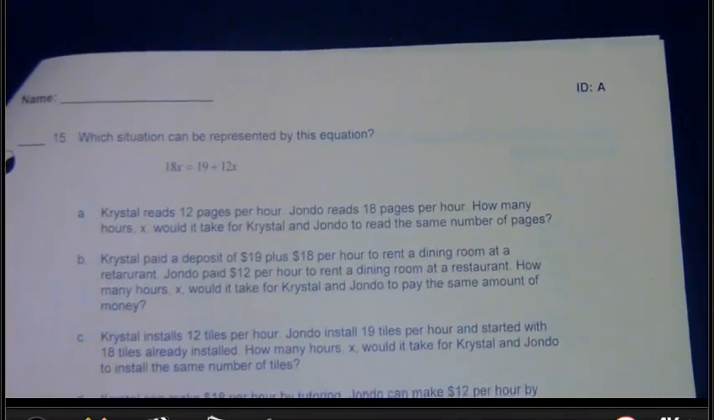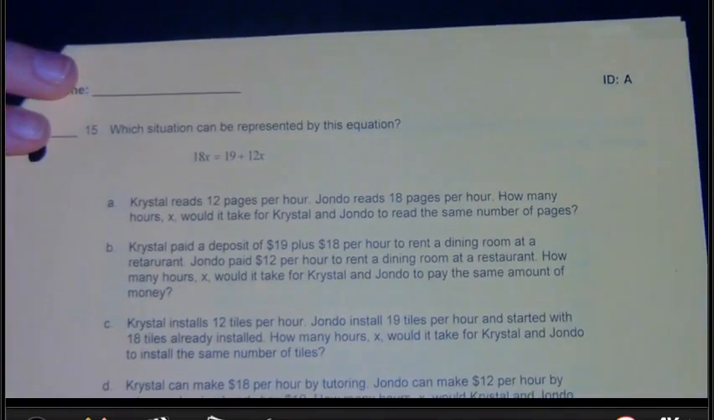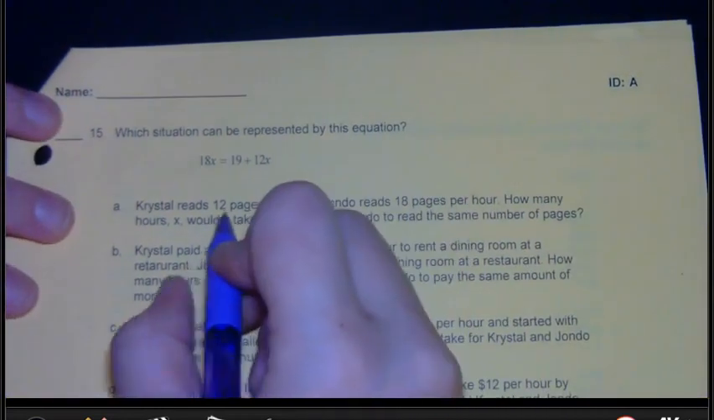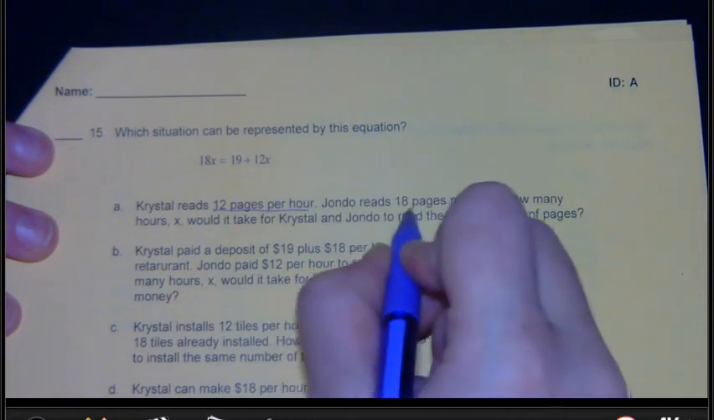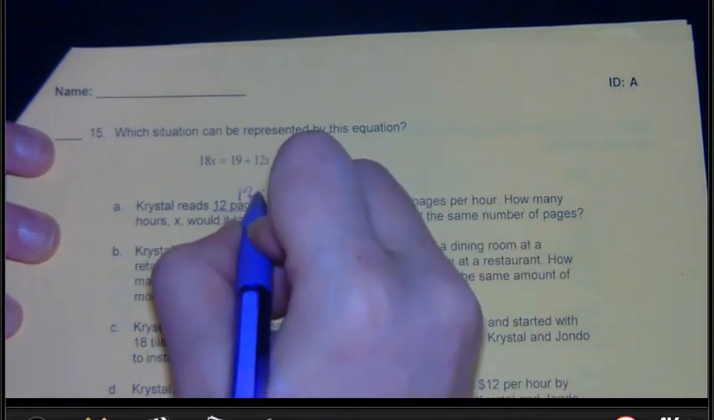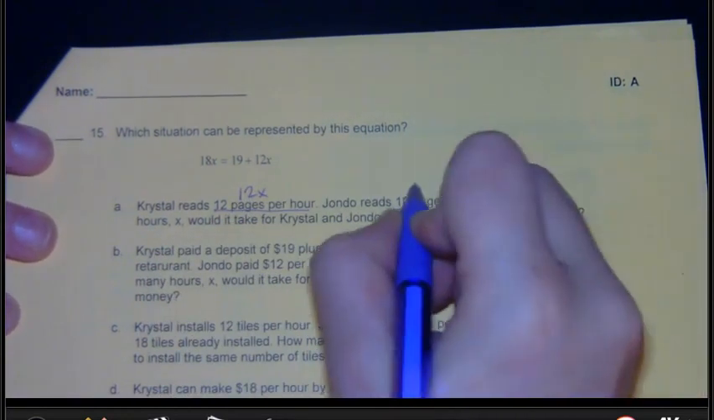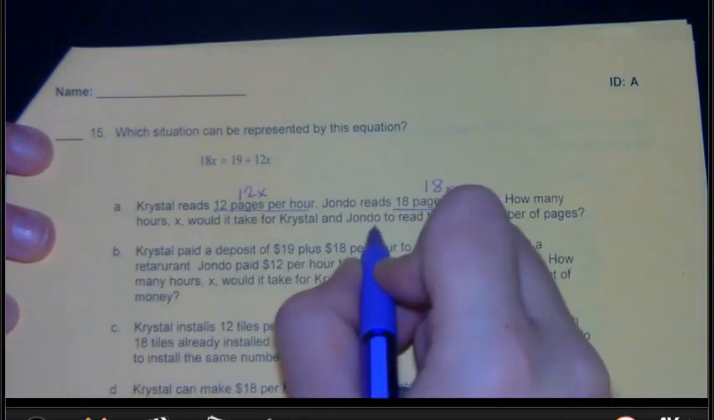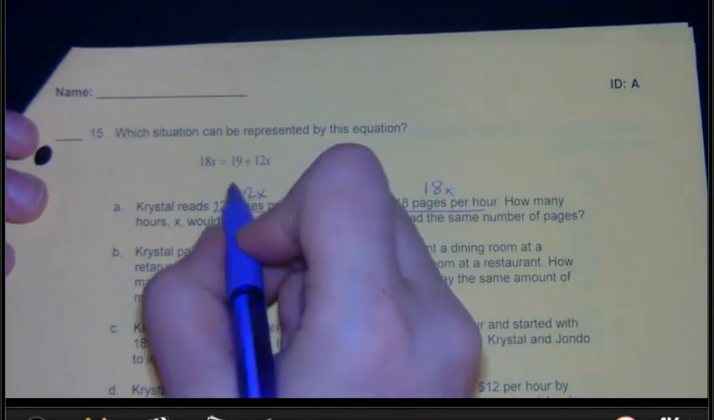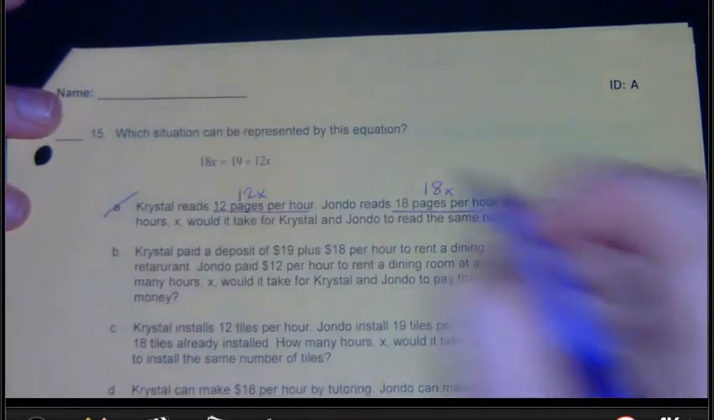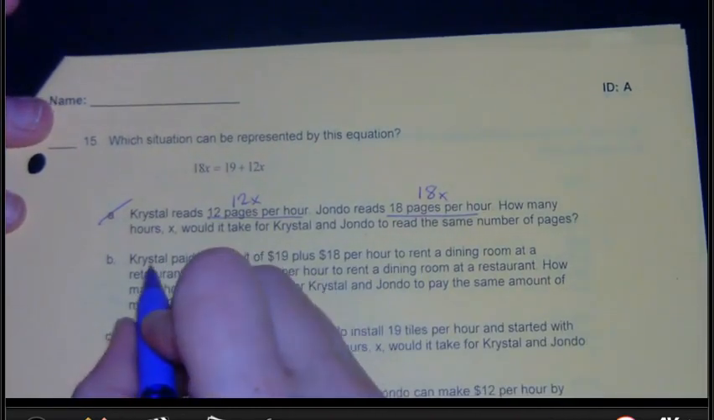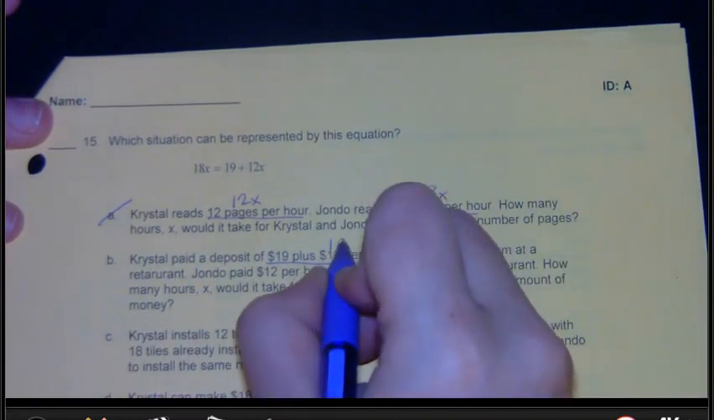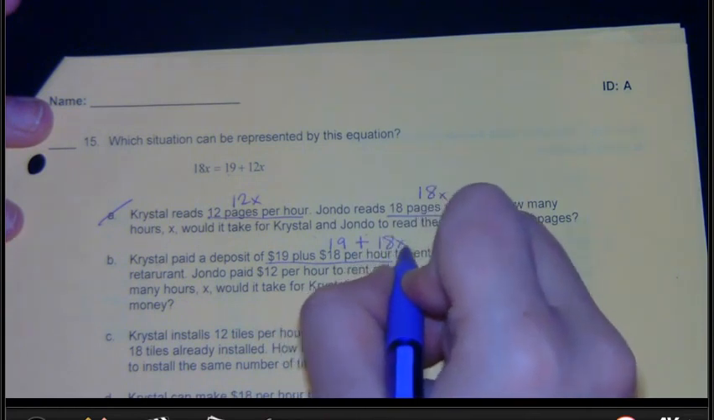All right, number 15. Which situation can be represented by the equation? So we're going to do the exact same steps we've been doing. So Krista reads 12 pages per hour, which would be, I would guess, 12x. John Doe reads 18 pages per hour, 18x. How many hours X would it take Crystal and John Doe to read the same number of pages? Well, it looks like I'm missing a number of 19, so that's not possible. Crystal paid a deposit of $19 plus $18 per hour for rent, so she has 19 plus 18x.